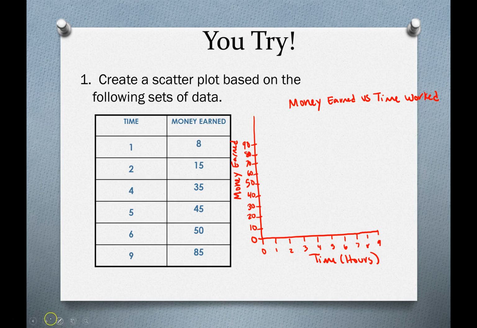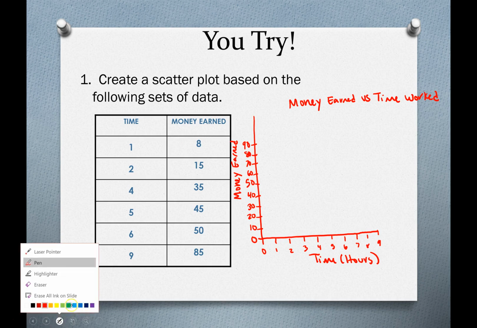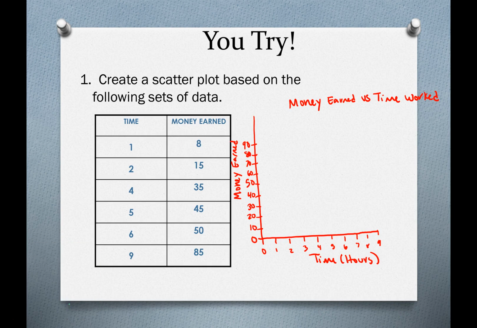Now that I've got my x-axis, my y-axis, and my increments on there, it's just a matter of plotting my points. So 1/8 is roughly here. 2/15 is roughly here. Let's see, 4/35. These don't have to be perfect, but I'm just doing my best job. 5/45. 6/50. And 9/85 all the way up here.